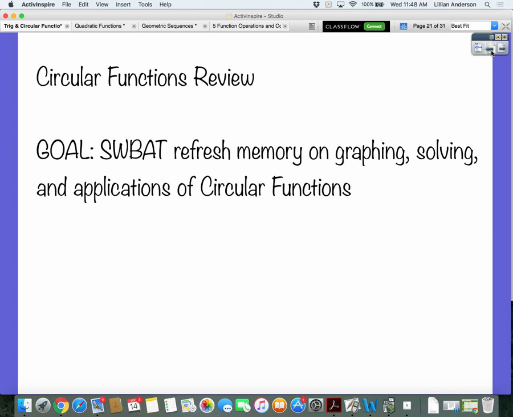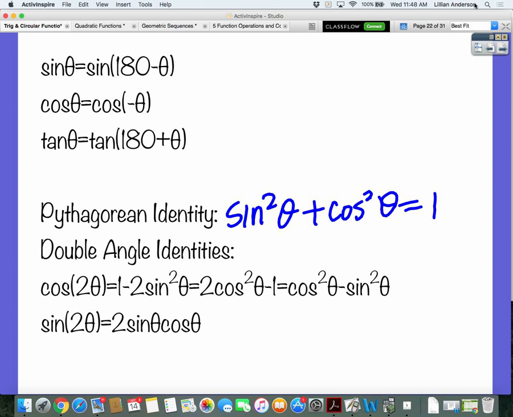Okay, so talking about circular functions today, we're going to refresh your memory on graphing, solving, and the applications of your circular functions. And the top three right here are basically just things that you need to make sure that you remember about your features of sine, cosine, and tangent.